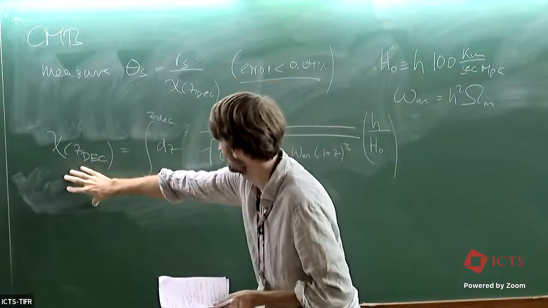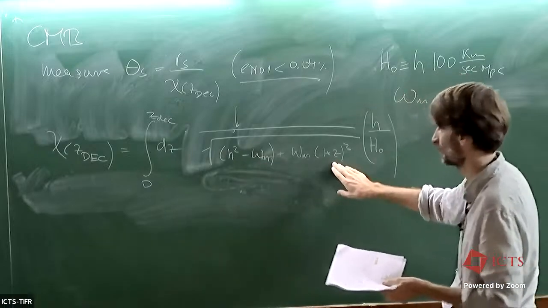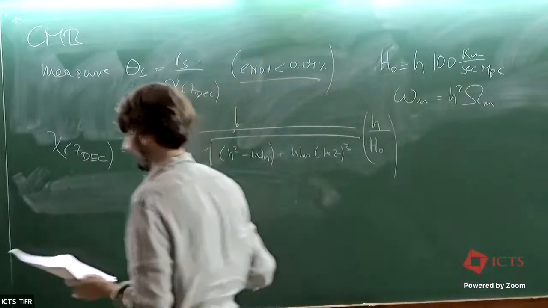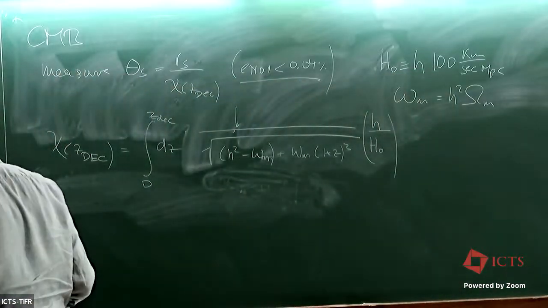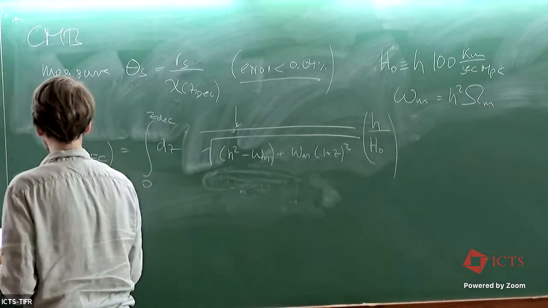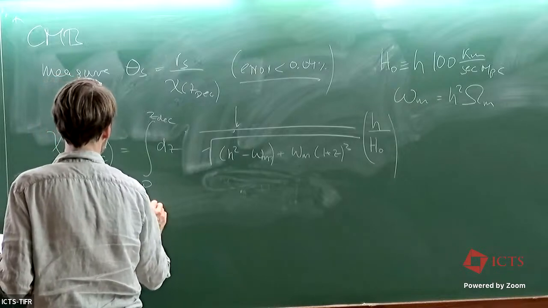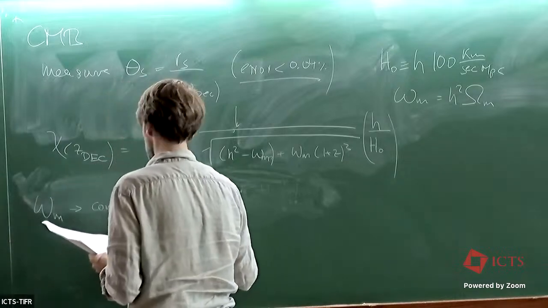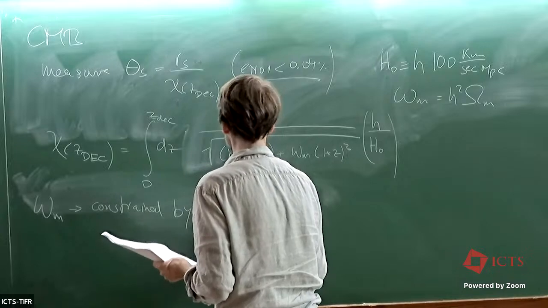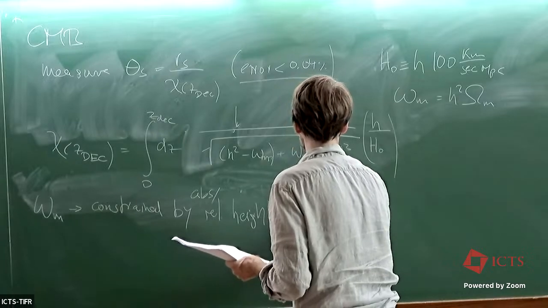I know what this is. So now I only need to know what omega matter is. We know the redshift. I mean, we can just perform that integral. And omega matter, that you will learn in the CMB lecture, little omega matter is constrained by absolute and relative heights, I should say, of CMB peaks.